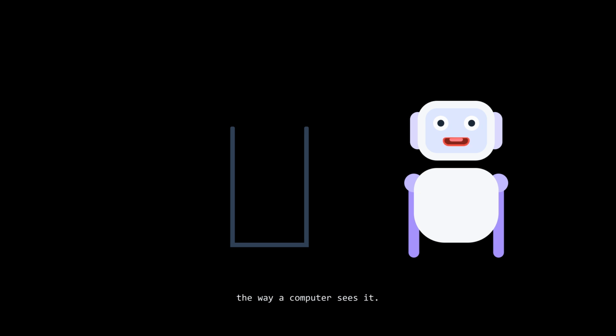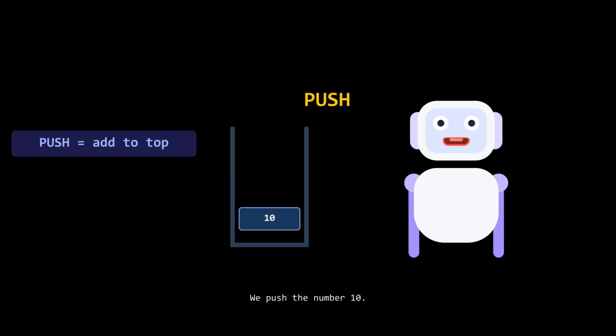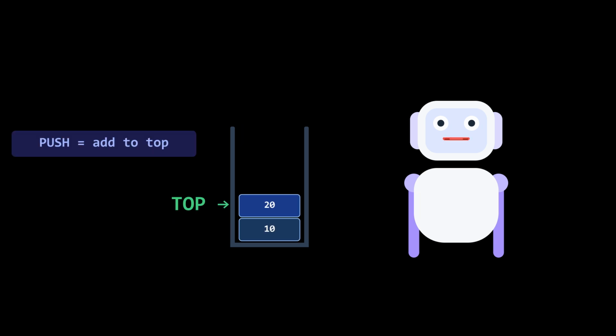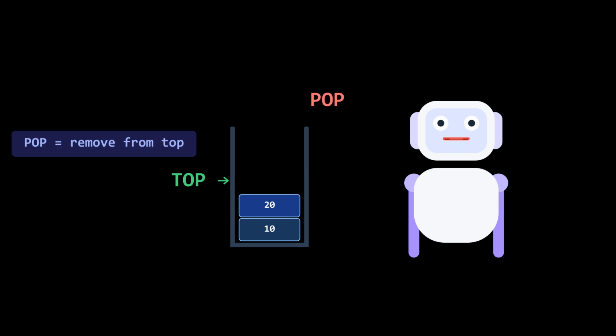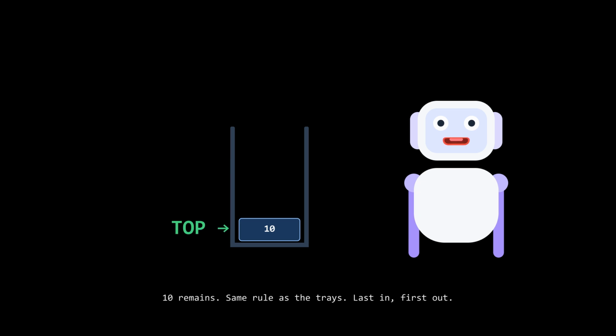Now let us see the same rule with actual data, the way a computer sees it. We push the number 10, push 20, push 30. Three values: 10, 20, 30. Only 30 is reachable. It is the top. Which one can we remove? Only 30. Now 20 is the top. Pop 20. 10 remains. Same rule as the trays. Last in, first out.